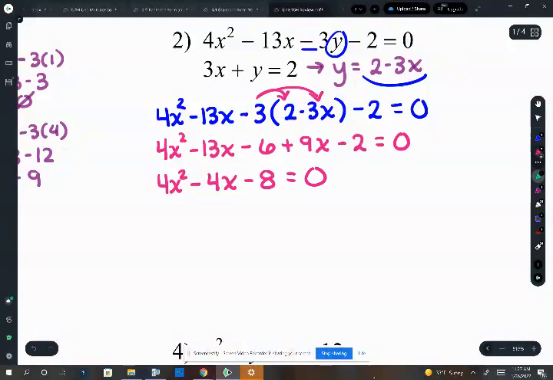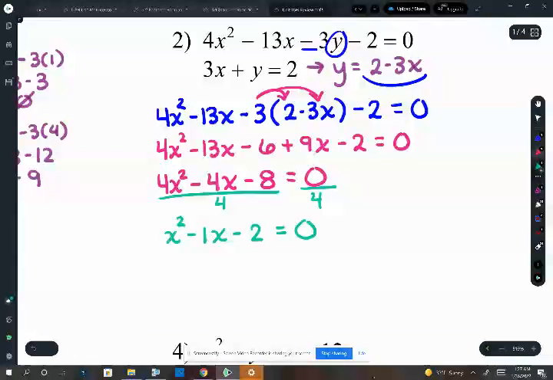And then because 4 divides into all of them, that's always your first step, is take out the greatest common factor if you can. And because we have an equal sign, I can just divide by 4, and it just goes away. I don't have to worry about hanging on to it anymore. So I've got x squared minus 1x minus 2 equals 0.